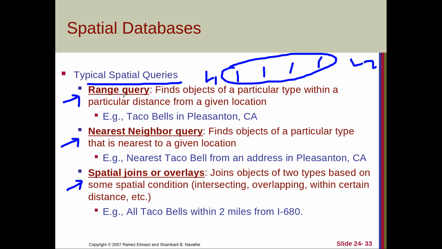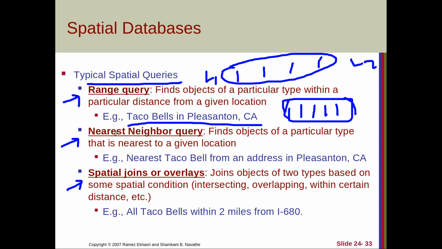A range must be specified, or we can say find out all the hospitals between location 1 and location 2. From the textbook I have taken one example, like Taco Bells in Pleasanton. Pleasanton is a location, so it has a boundary. So, the different hospitals within a particular location. There is a boundary, there is a range. That is called a range query.